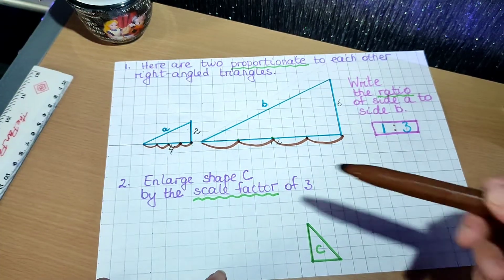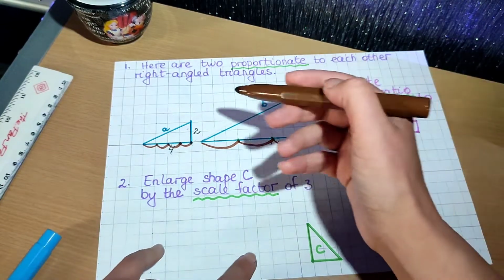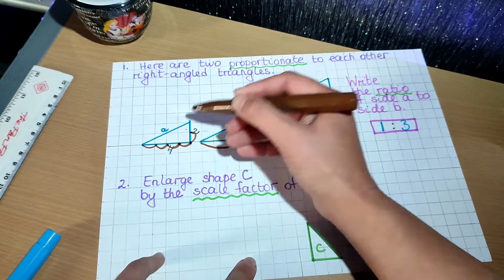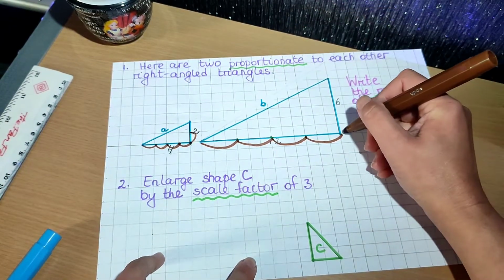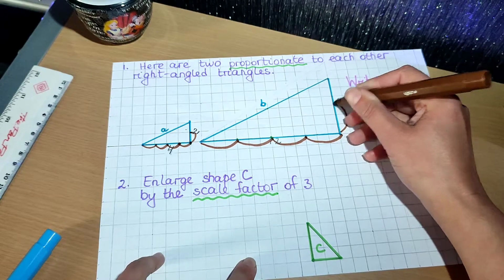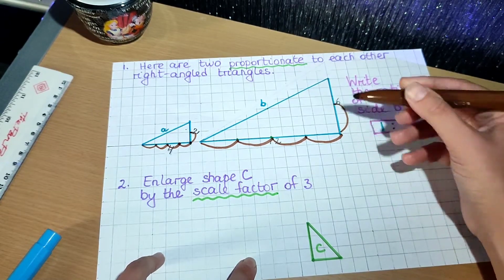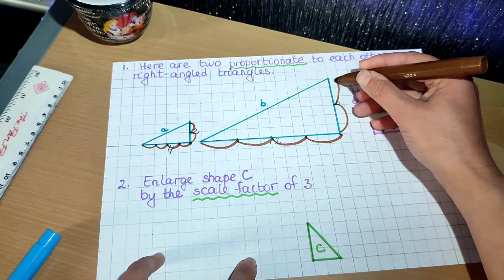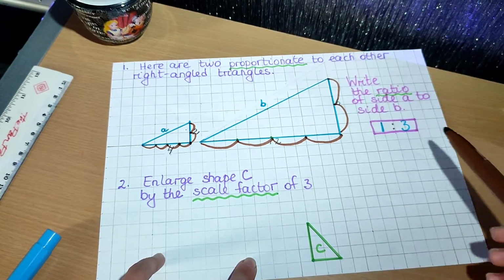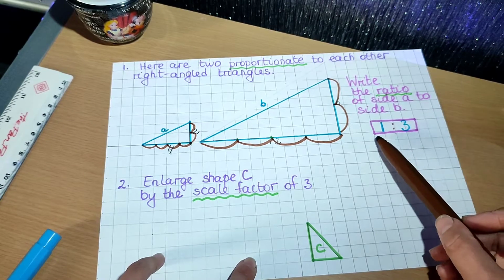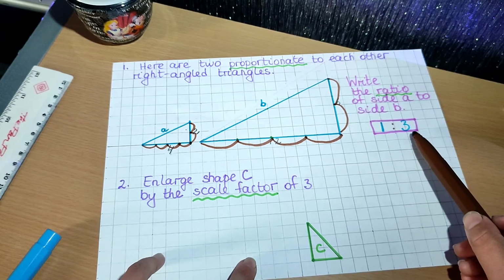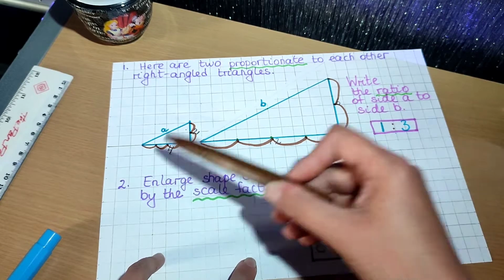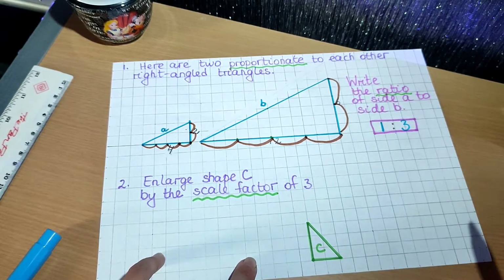Yeah, let's see if it works the same with this side. For each square on this triangle, you get 3 squares on this triangle. 1, 2, 3. For each square, you get 3 squares. So this is what it means. 1, 2, 3. Yeah. For each square on here, you get 3 squares on this side.